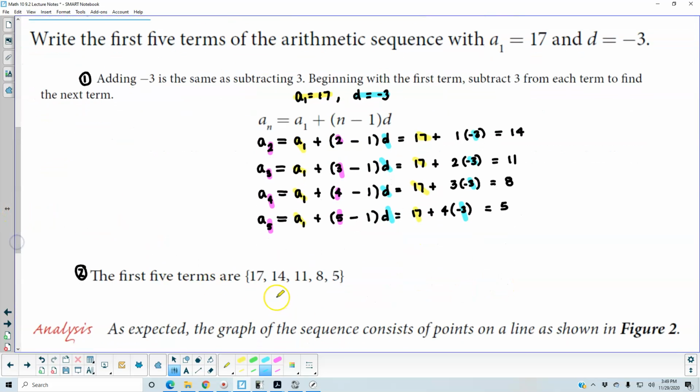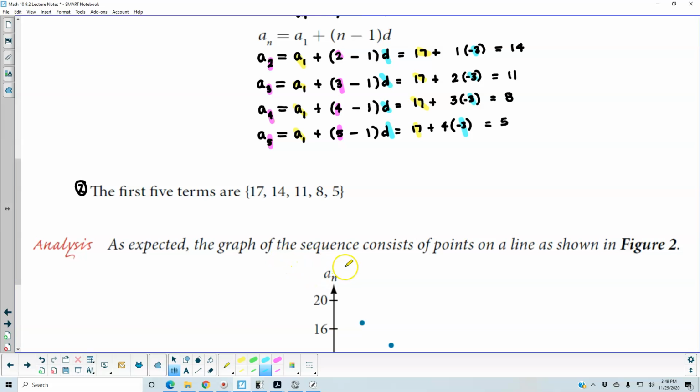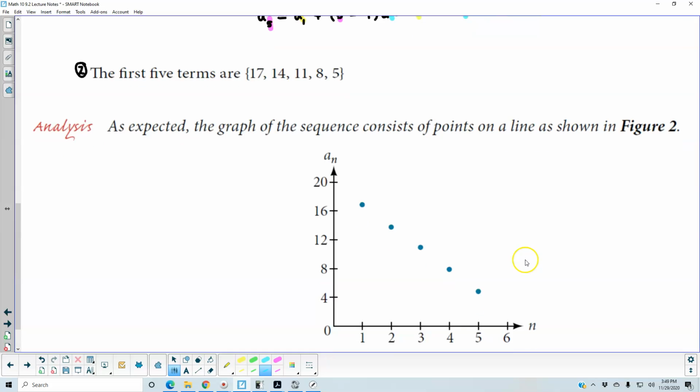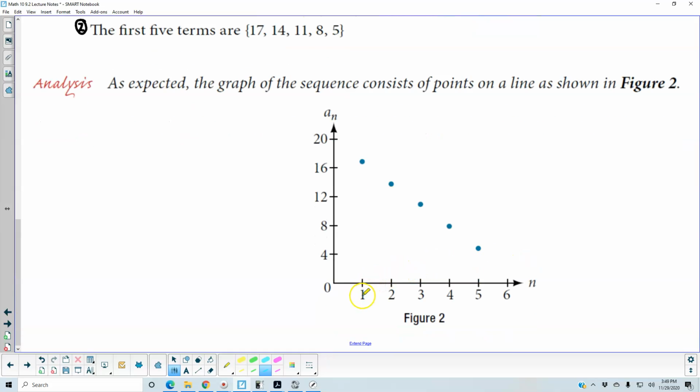So the first 5 terms are 17, because that was our first term, and then 14, 11, 8, and then 5. Now, as expected, the graph of the sequence consists of points on a line. So again, the first term was 17, the second term was 14, third term 11, fourth term 8, fifth term 5.